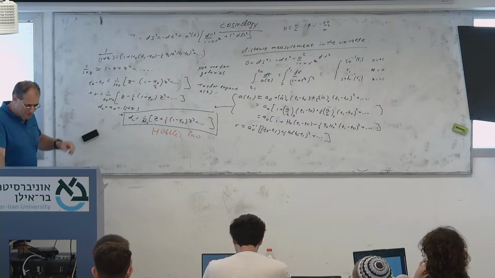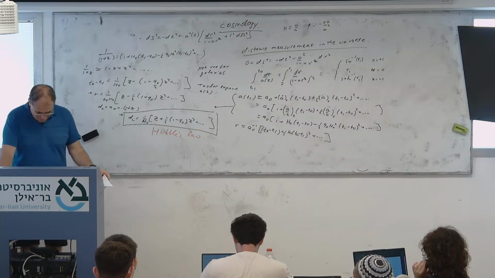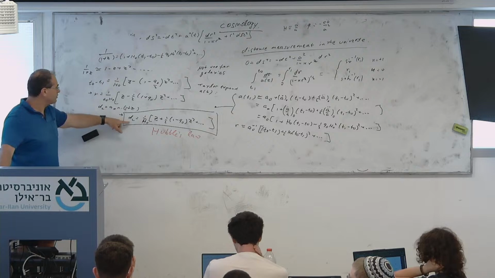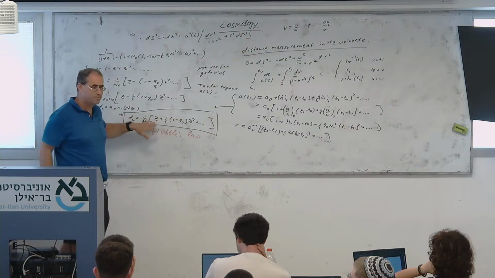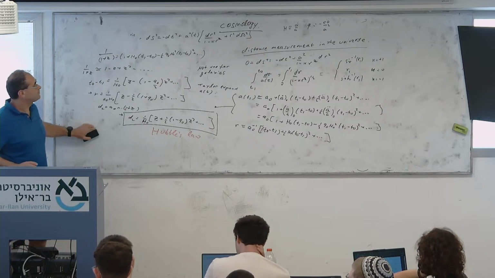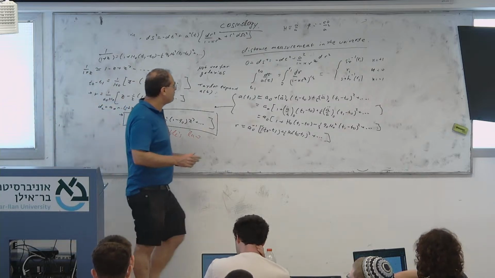Okay, so that's Hubble's law. So we can measure this. These are all measurable. Okay. Evolution of the scale factor.